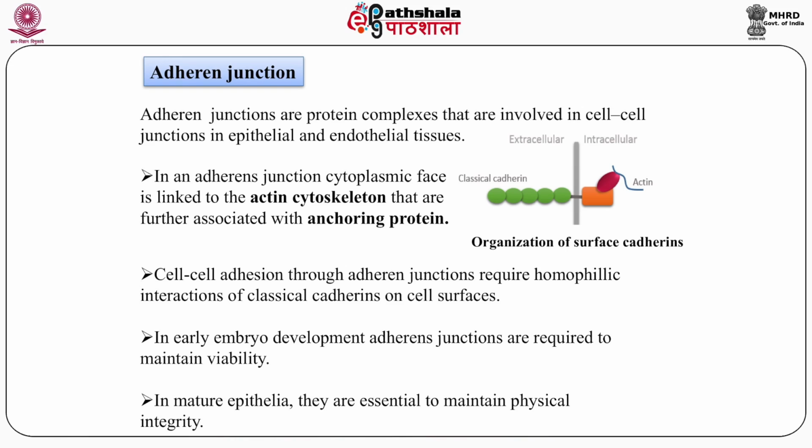You can see this in the figure, where the organization of surface cadherins and the 5 molecules are attached to each other. Now, this extracellular domain is capable of binding with calcium ions and is required for cell-to-cell adhesion. Each extracellular domain is composed of 5 to 6 repeats of cadherin proteins, and calcium ions place inside each pair of cadherin to form a stiff rod-like structure.